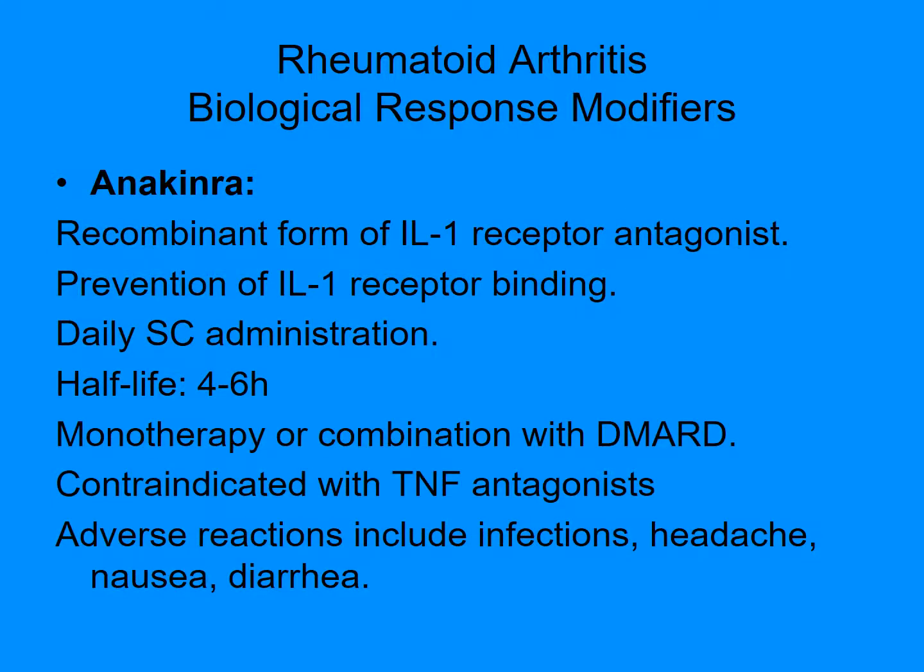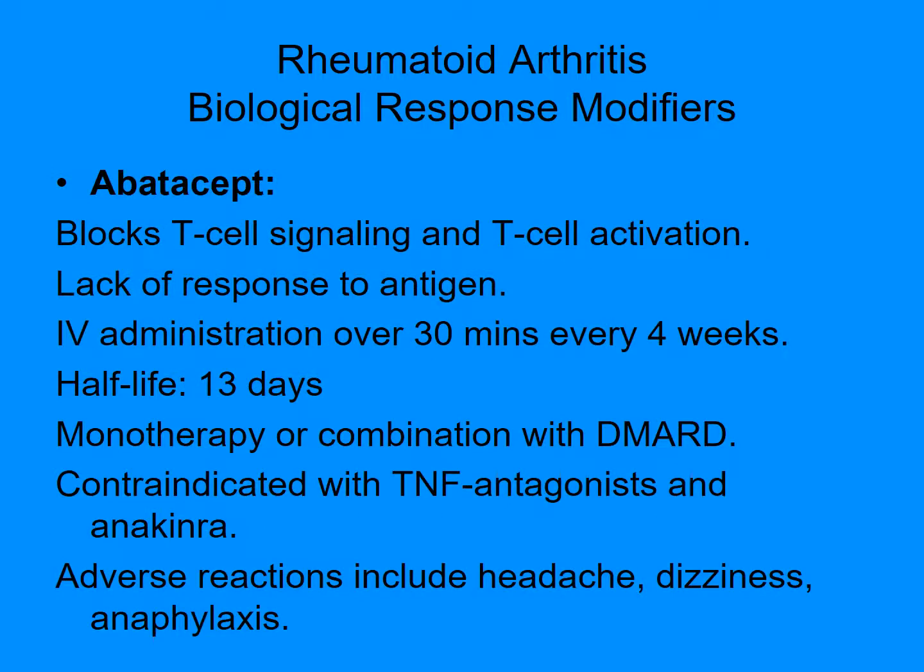Anakinra is the only interleukin receptor antagonist and will prevent the binding of interleukins. It is given via daily SC administration and can be used as monotherapy or in combination with DMARDs. It is contraindicated with TNF antagonists because of increased risk of immunosuppression and infections. Abatacept will block the signaling and activation of T cells, and is given IV over 30 minutes every 4 weeks, which could be a hassle, and abatacept will also cause a lot of injection site reactions. It also has a very long half-life.